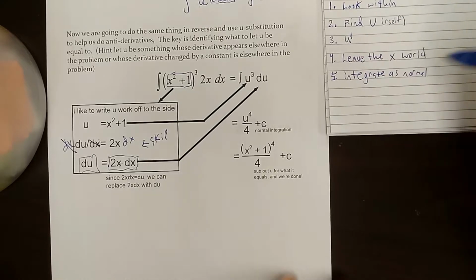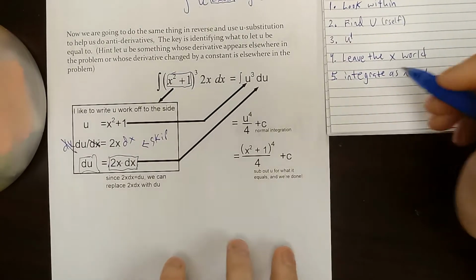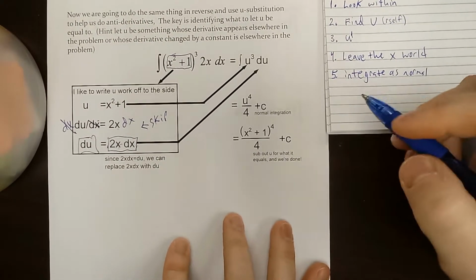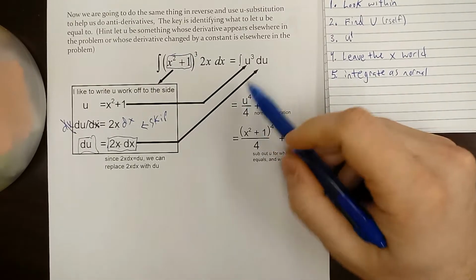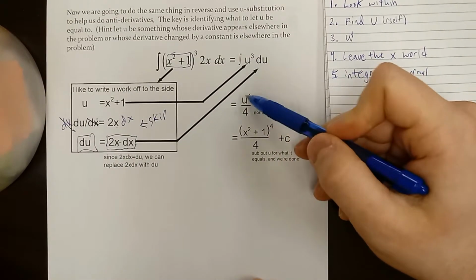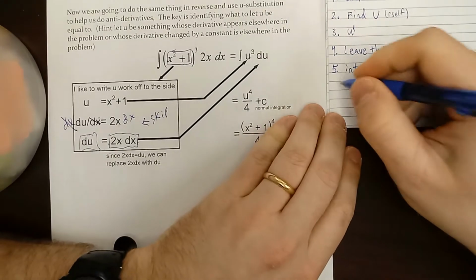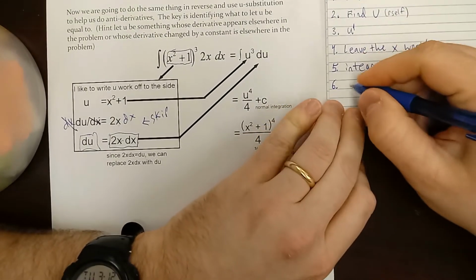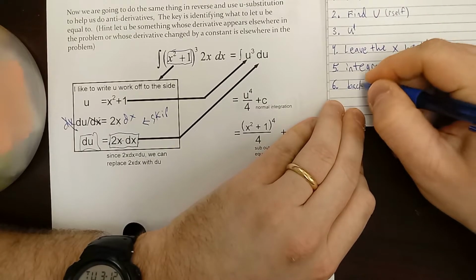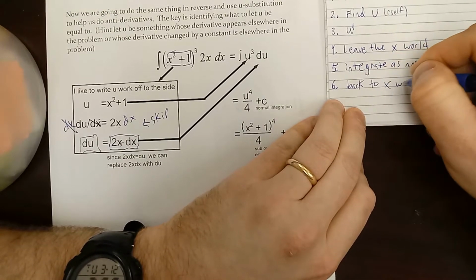I don't know if maybe I should say integrate as usual. Oh well, I've already written it. So we get u cubed, we add the 1 divided by 4 plus c. And then the last thing we do is go back to x world.